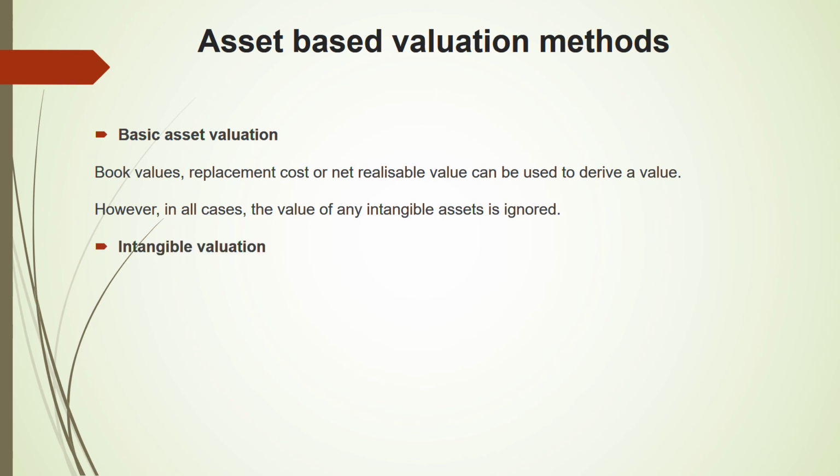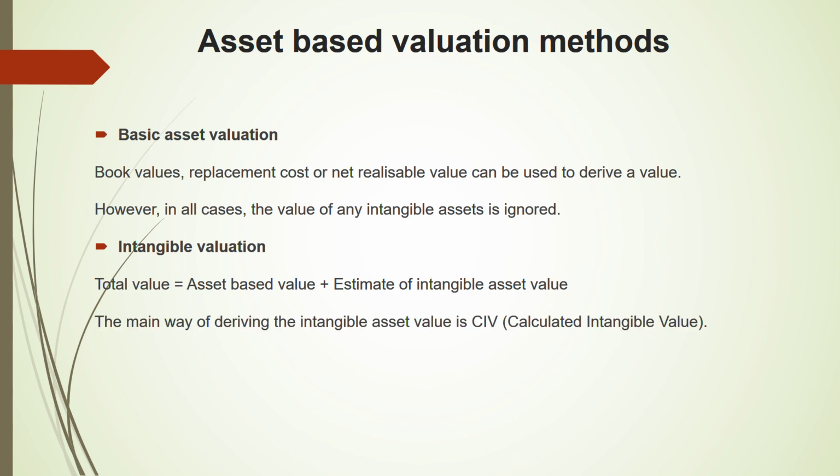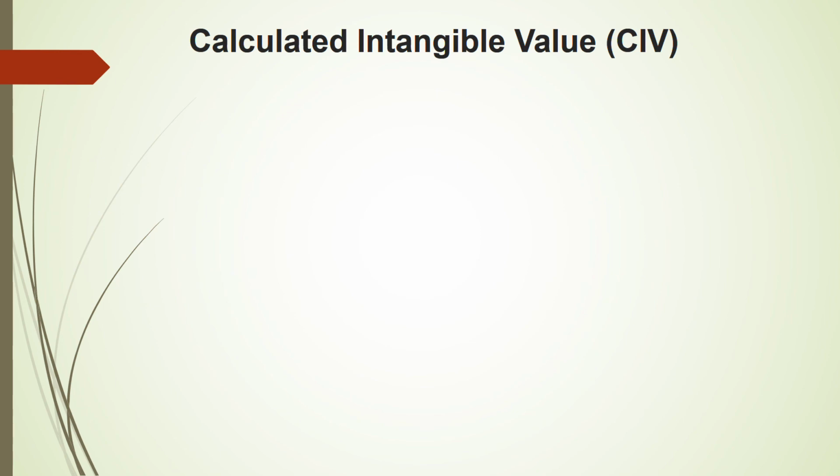So the second method, because intangible asset is ignored, it does not give you the true value of the company. Now you are including intangible also. So for that, you need to value the intangible, right? Intangible valuation. So because of that, total value is simple: whatever the asset value that you get plus the intangible asset value. That's the total value. So the main way how you can find the value of the intangible is through this calculated intangible value. And there's a formula for that. So let us go to that formula.